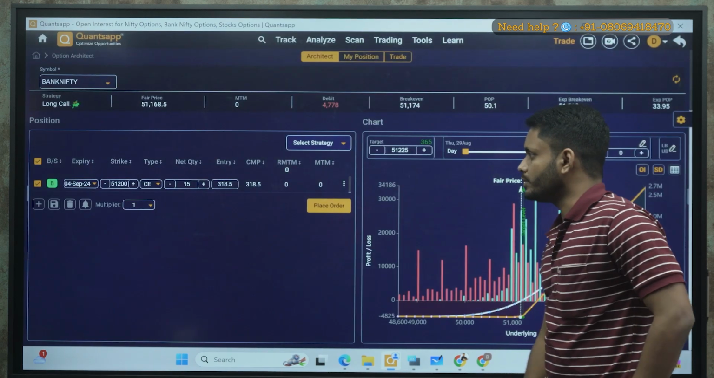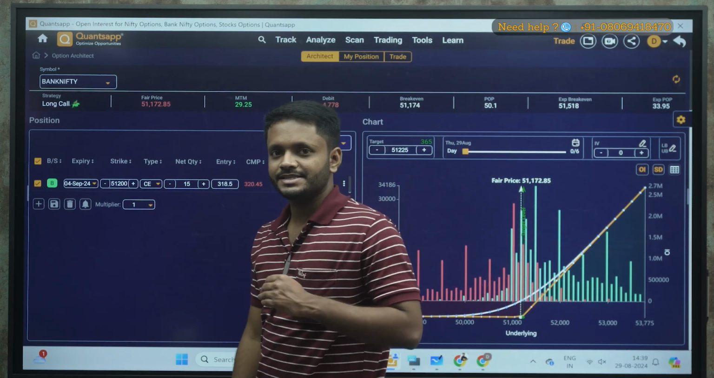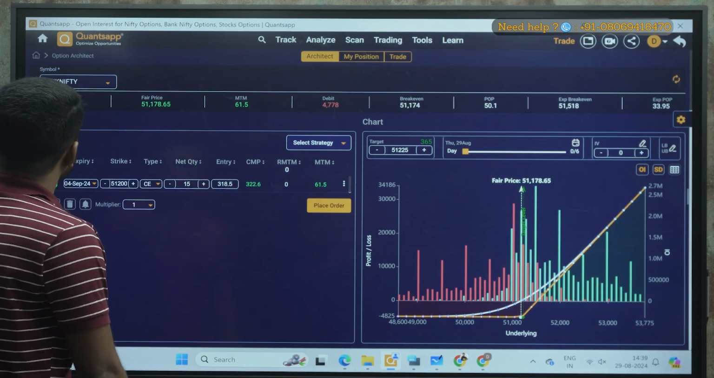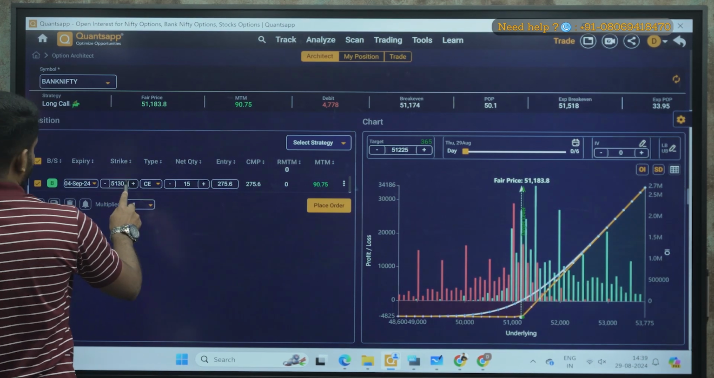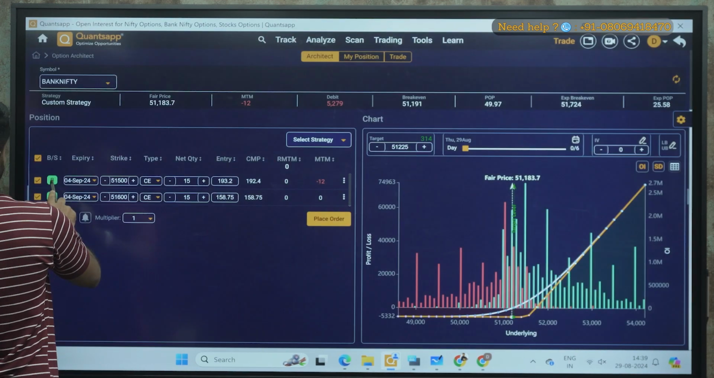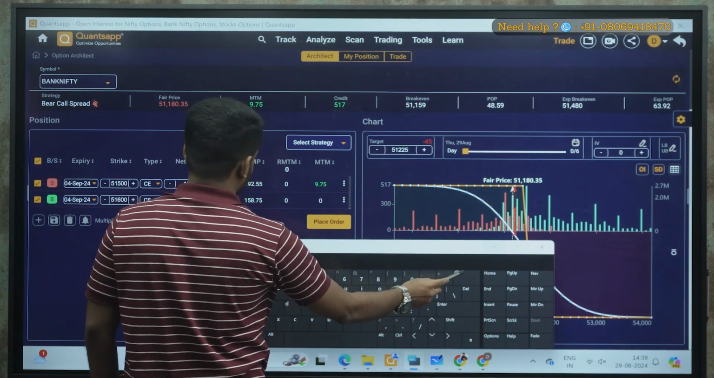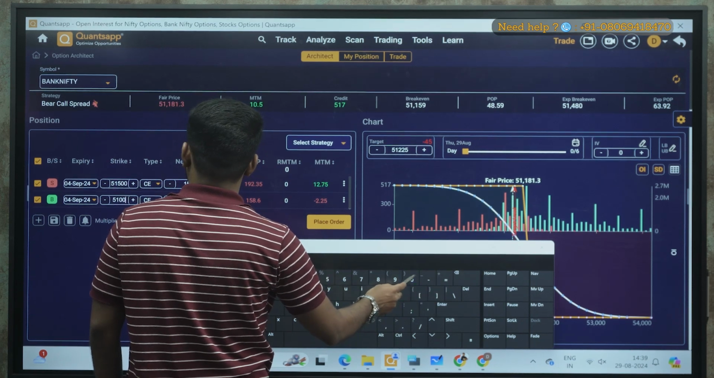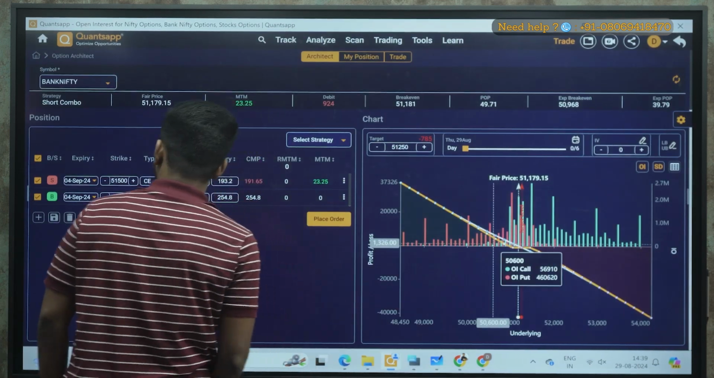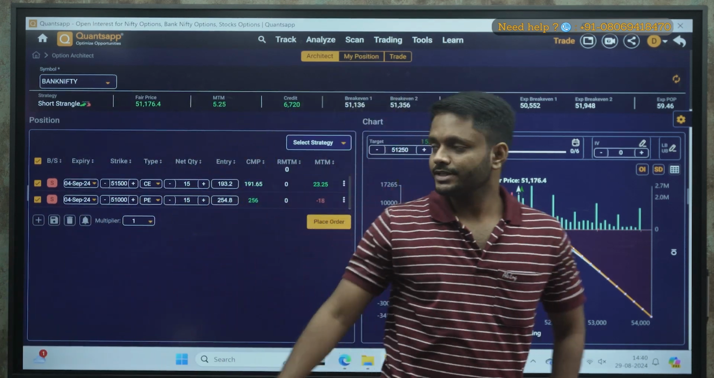So what you can do is, we can sell 51,500 and we can sell 51,000. That is, in short, we can create a short strangle. So let's say the 51,500 call and the 51,000 put, I will short. So clearly you can see the name of the strategy.